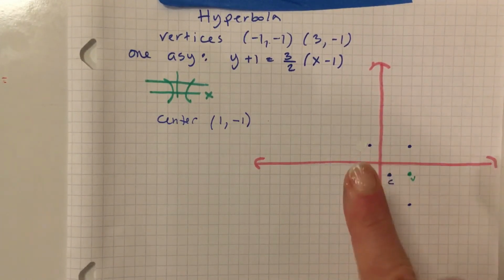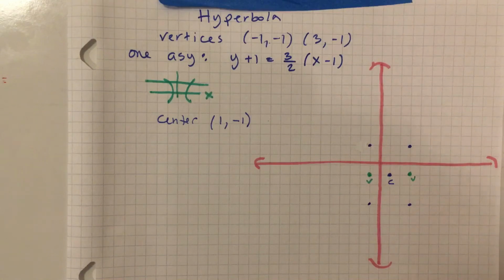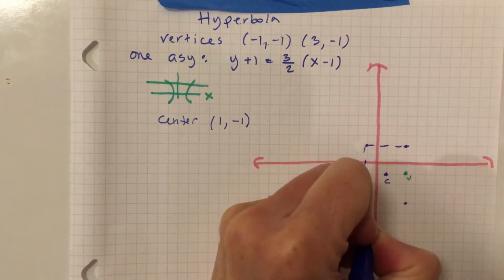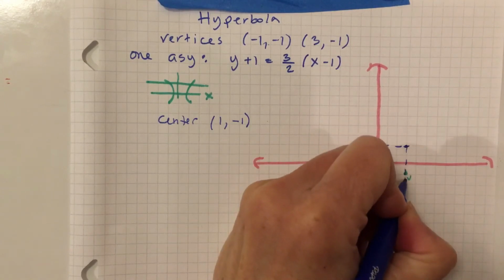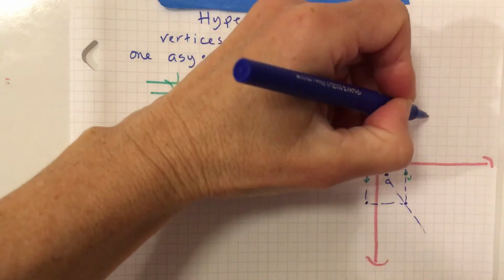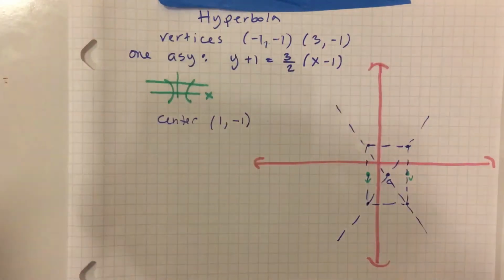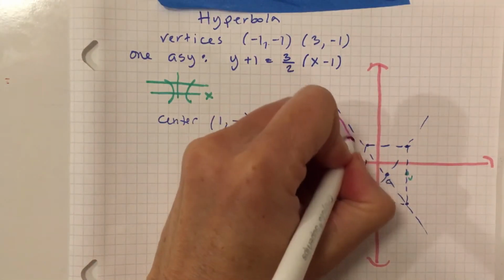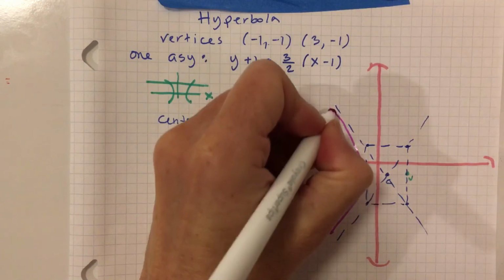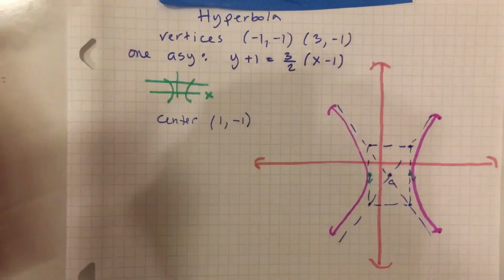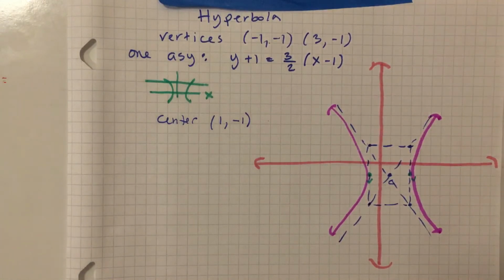Sorry, I've been doing some painting, so there's paint on my finger. All right, and then you draw the box like this. You draw the asymptotes through the box. We already knew that the vertices make it open sideways. So you know that the hyperbola opens this way, and it opens this way. Okay, so we have our graph.